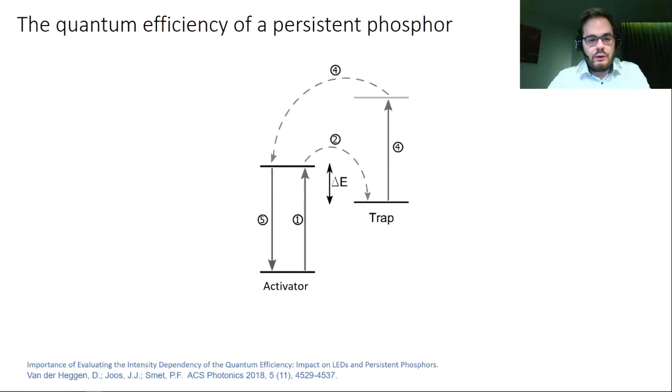Let's have a closer look. When we switch on the excitation source, one photon is absorbed by the activator, which quickly transfers a charge to the trap.